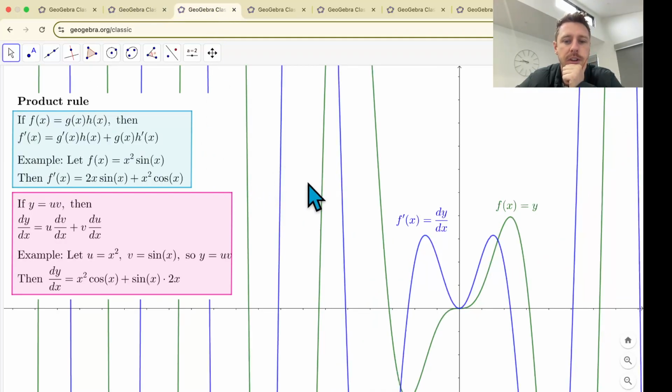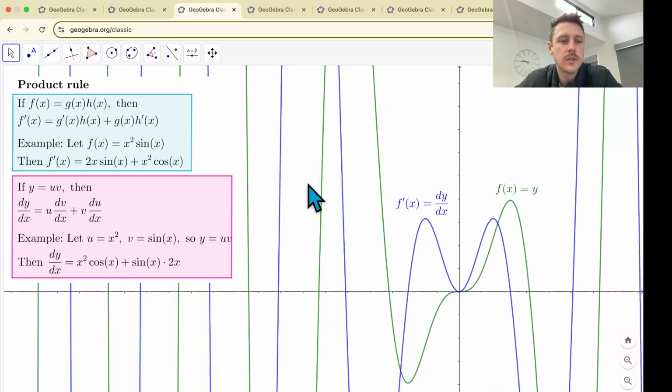If we look at the product rule now, the product rule is a way that we can differentiate functions that are products of one another. So if you have a function f of x and it's a combination of g of x multiplied by h of x, product means multiplication, then we say that the derivative f dash of x is equal to the derivative of g multiplied by the original h of x plus the original g of x multiplied by the derivative of h of x. And this notation here is function notation for calculus.